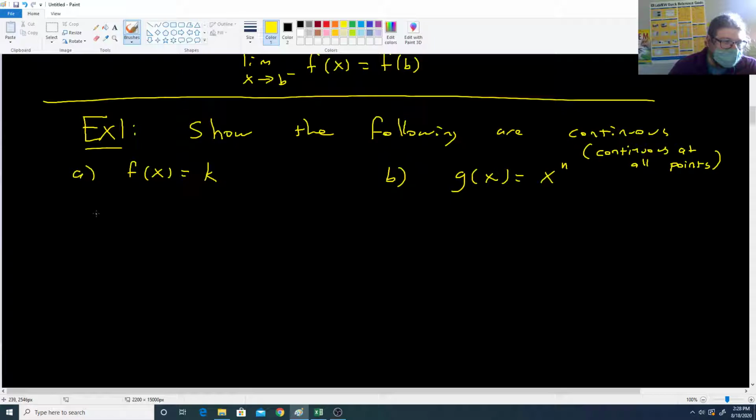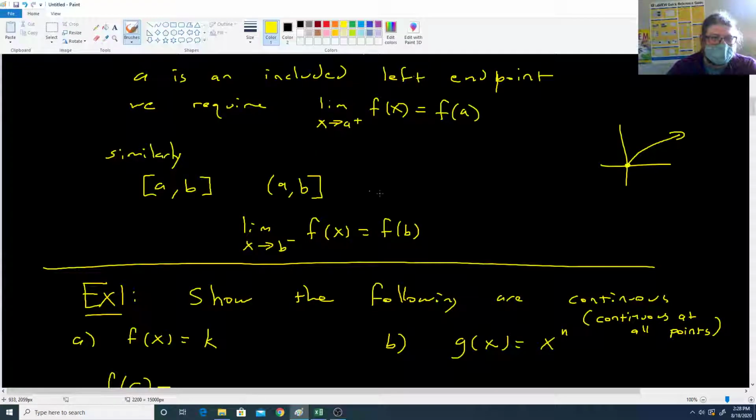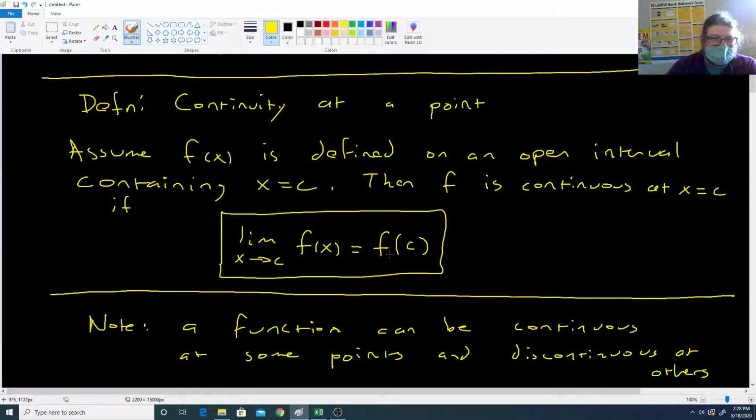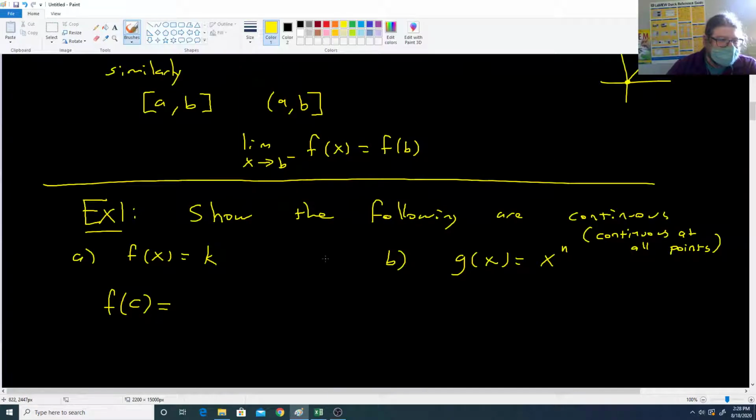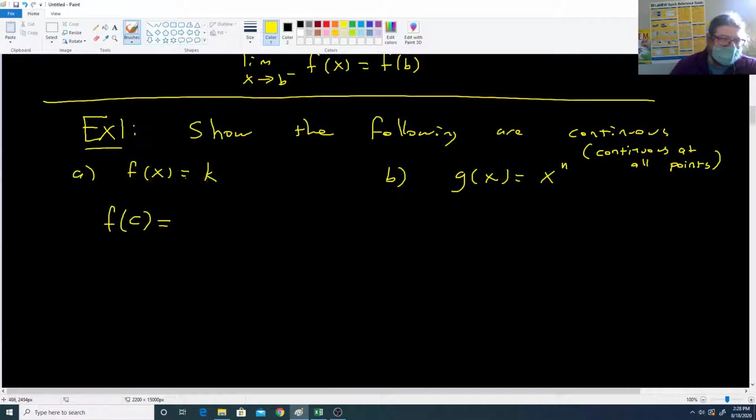We need to see, first of all, what is f of c. Usually evaluating the function is the easy part. So I'm looking at what is f of c. This is the right-hand side of this equation here. So f of c, well, f of x is k, so f of c is k.